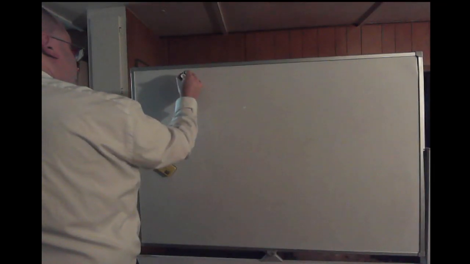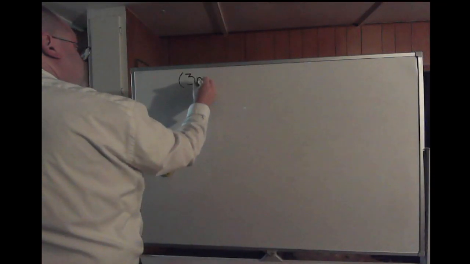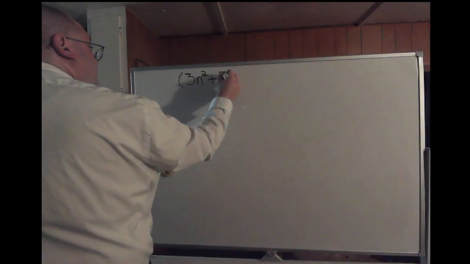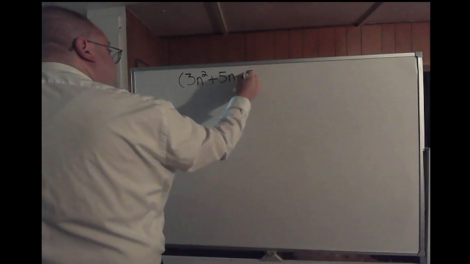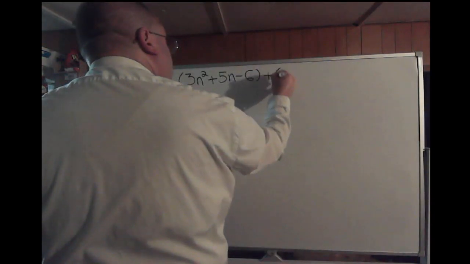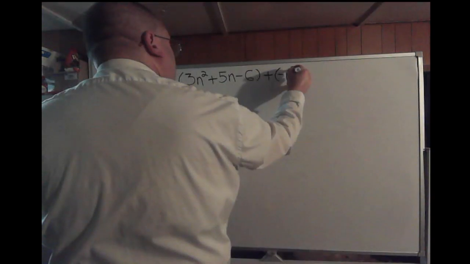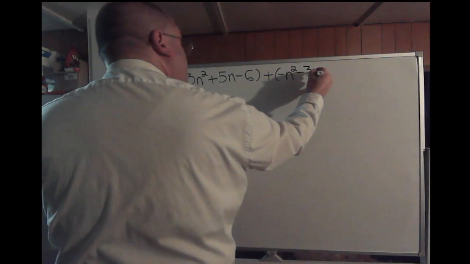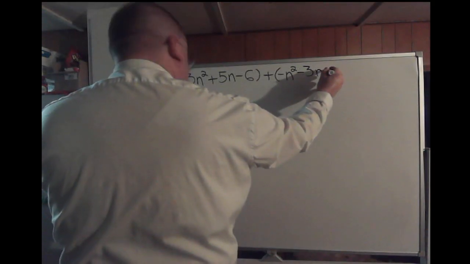Alright, take it up another notch here. Let's say we got something like this. We got 3n to the second power plus 5n minus 6 plus the quantity of negative n squared minus 3n plus 3.